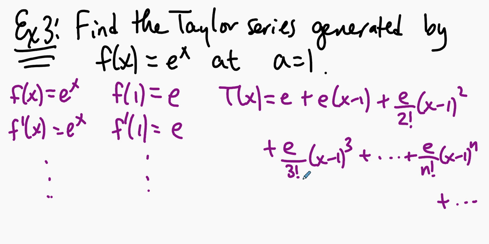If you were to graph the first few terms and you were to graph e to the x, you would find out that they match very closely in an interval centered at 1. They're precisely the same at 1, and as you move away from 1, it stays close for a while and then gets further away as you move further away from 1.